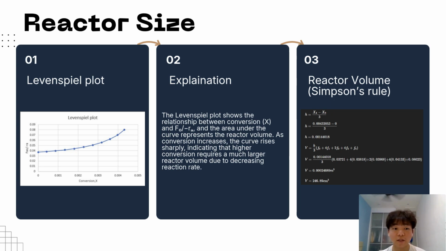From the plot, we can see that as conversion increases, the curve will increase sharply. This indicates that achieving a higher conversion requires a much larger reactor volume because the reaction rate decreases as conversion increases. Using this plot, the reactor volume is calculated using Simpson's rule, which approximates the area under the curve. So as we can see, our reactor volume after calculation is 246.89 cm cubed. This will help us to determine the realistic reactor size for our design.